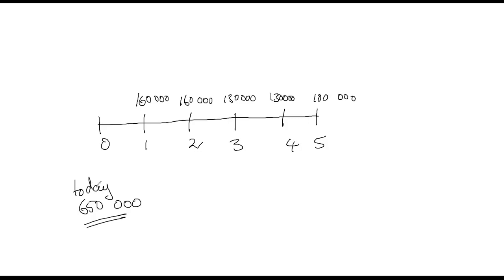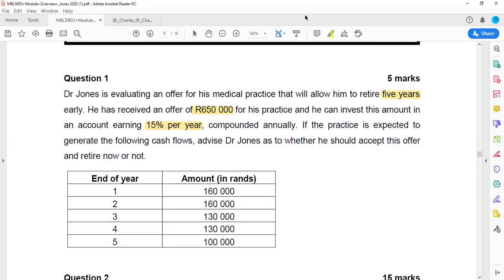So we are being asked, should the doctor rather accept this money today, or should the doctor rather continue with the practice and get these sums of money in the future? So this is option A, and this is option B. What should the doctor choose? And we're being told that the discount rate applying for the doctor when the doctor invests money is 15%. That's the discount rate applying when the doctor invests money.